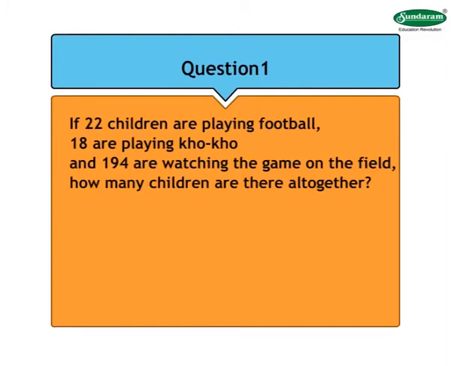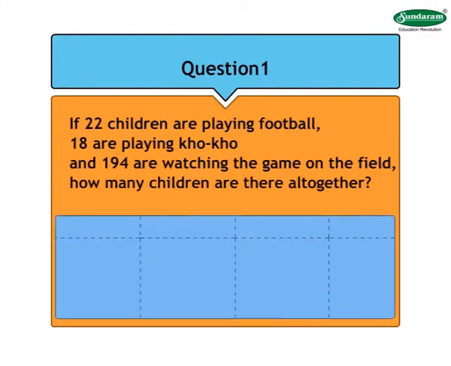Answer. We know that the first step is to write what is given. Here, the number of children playing football is 22, the number of children playing kho-kho is 18, and the number of children watching the game, that is 194, is given to us in the problem.